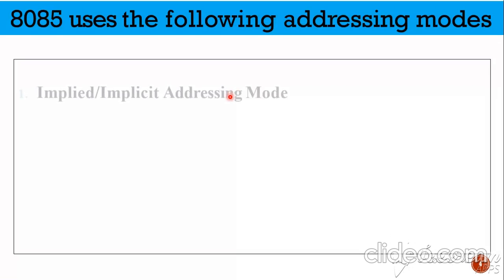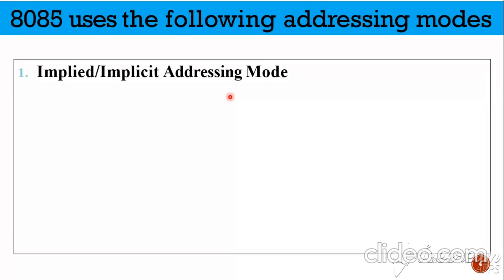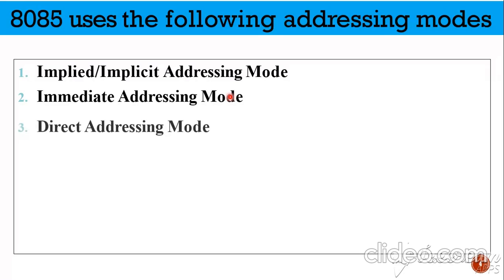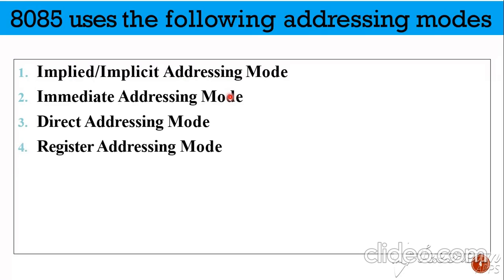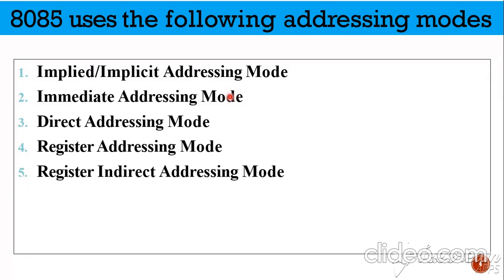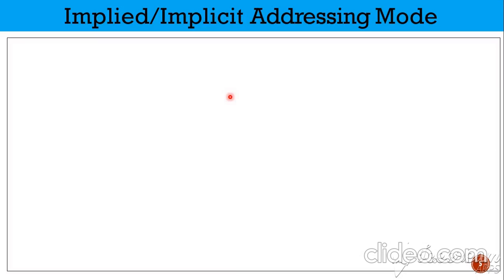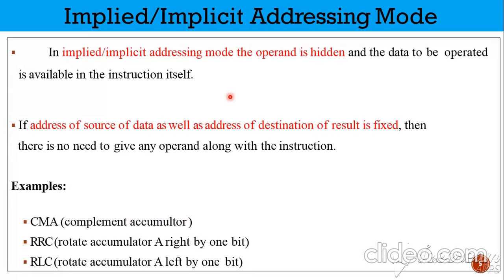So we can see what the different types of addressing modes are: implied or implicit addressing mode, immediate addressing mode, direct addressing mode, register addressing mode, and register indirect addressing mode. First we can look into implicit or implied addressing mode. So we can go to an example first.